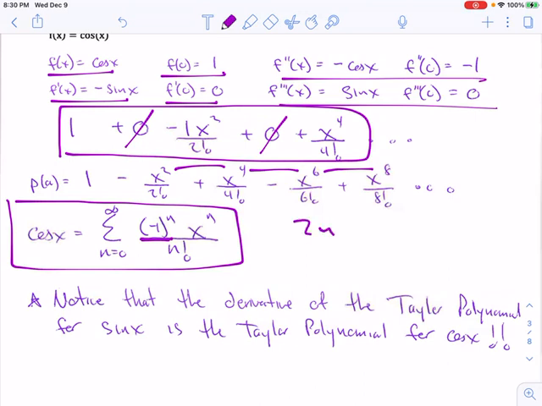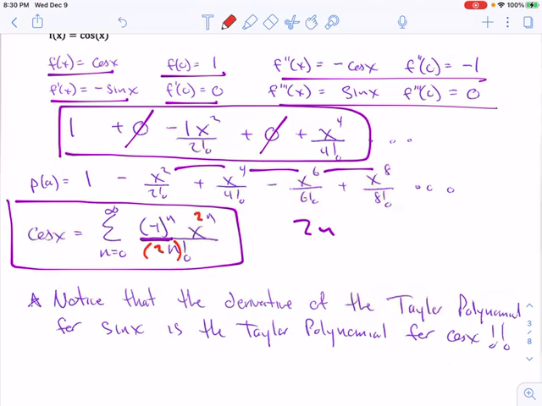I actually made a boo-boo on this. This should be 2n and 2n factorial. I don't know what happened to my 2. The power series representation, the Maclaurin series representation for the cosine of x is negative 1 to the n times x to the 2n all over 2n factorial.